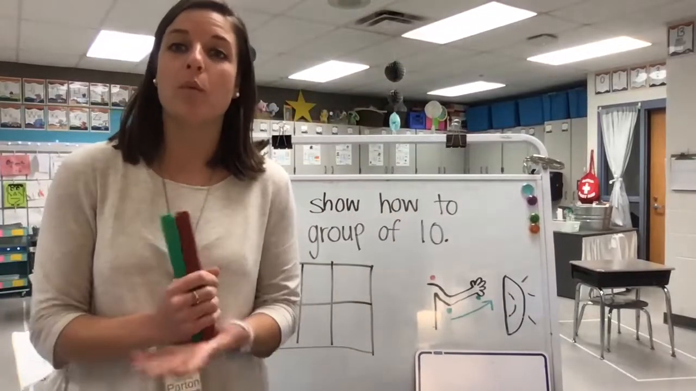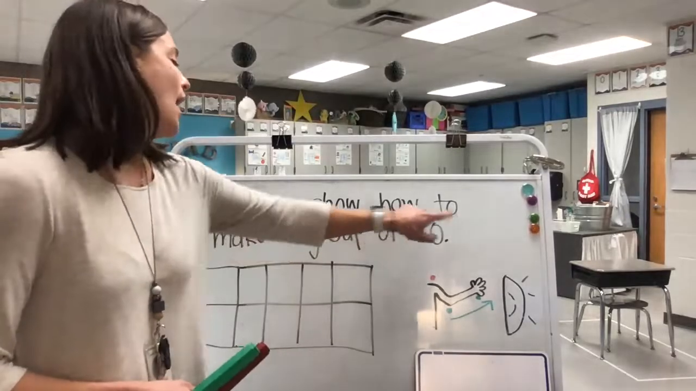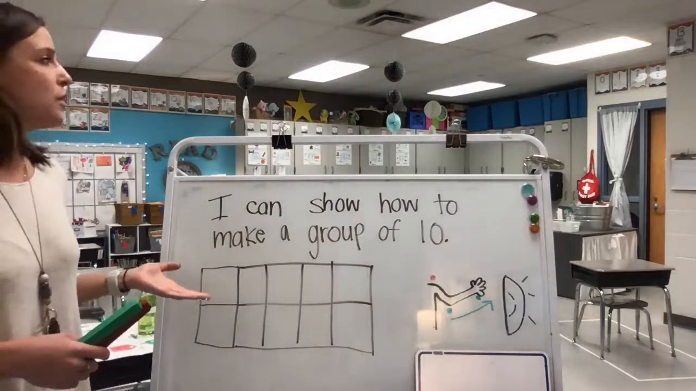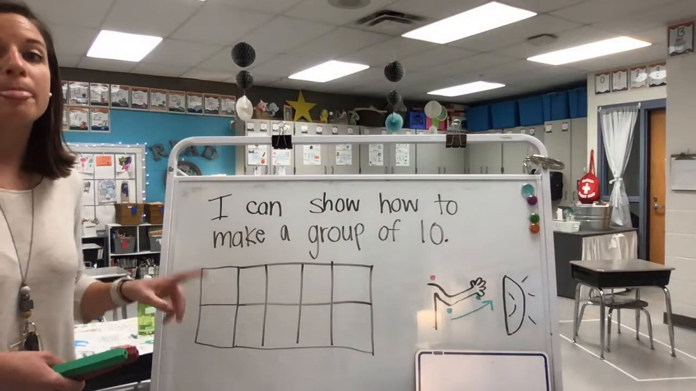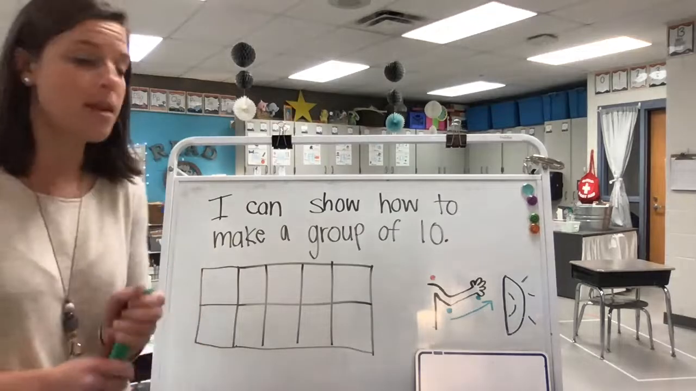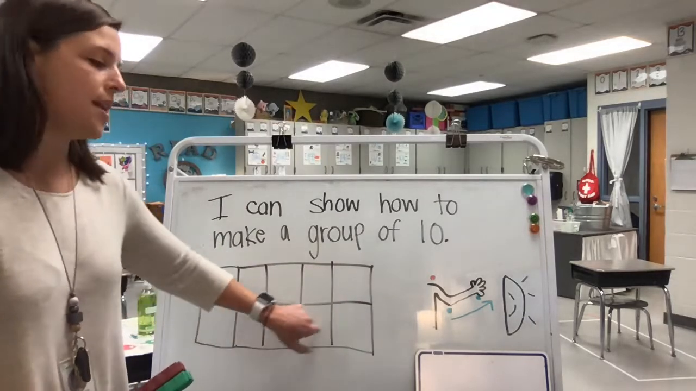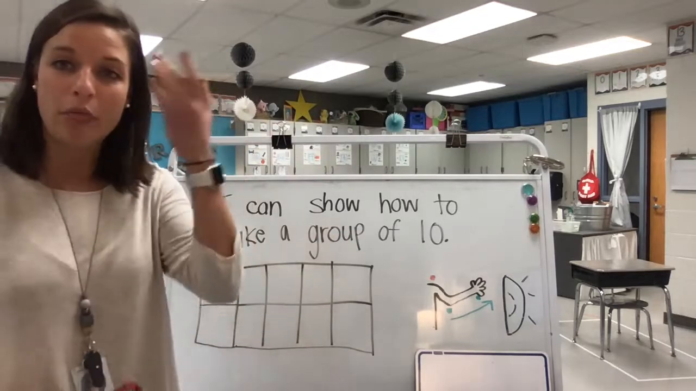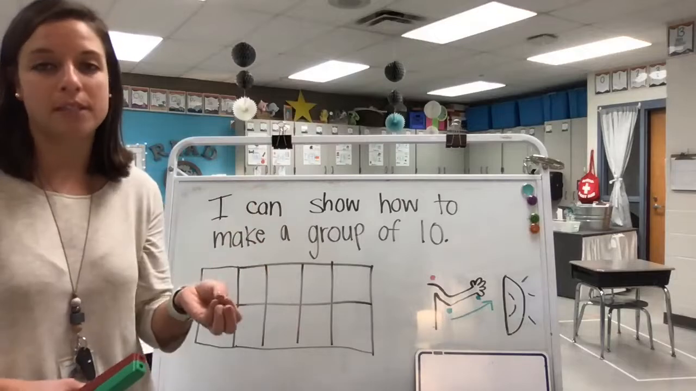Today for math, we're going to work on our learning target that says, I can show how to make a group of 10. So right here we have our math resource that we've been practicing using. Do you guys remember what this is called? A 10 frame. We know it's a 10 frame because it has 1, 2, 3, 4, 5, 6, 7, 8, 9, 10 boxes inside of it. And we use it to help us with our eyes to visually see how many we have of something.